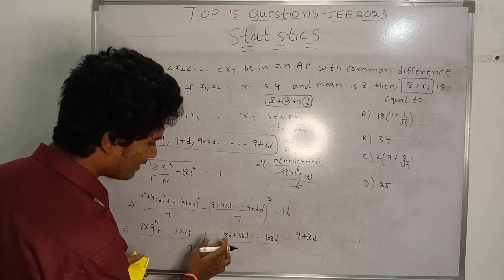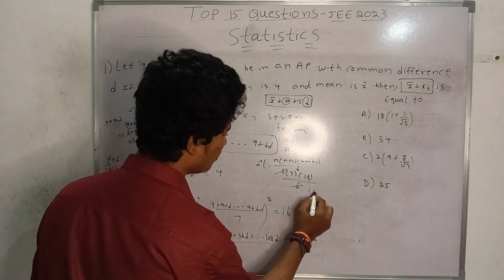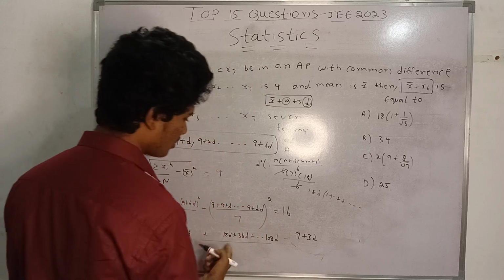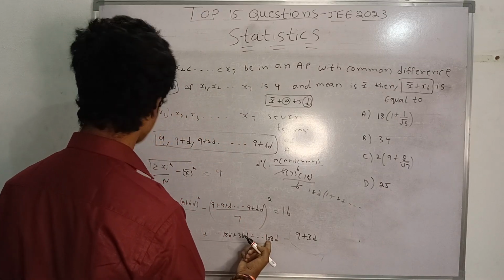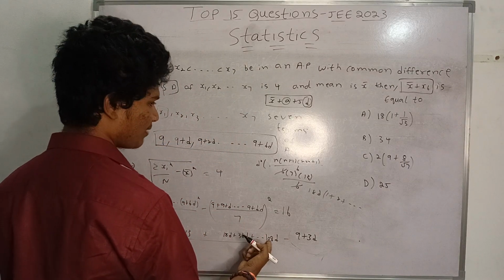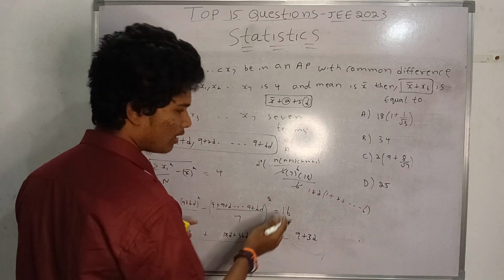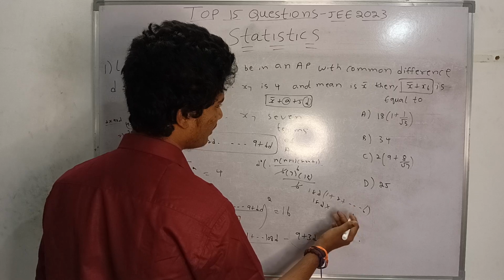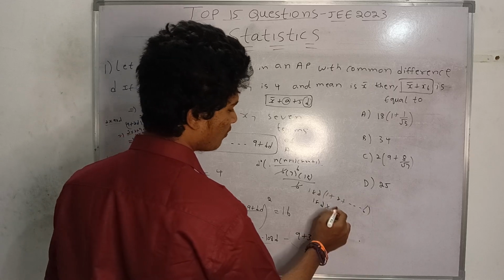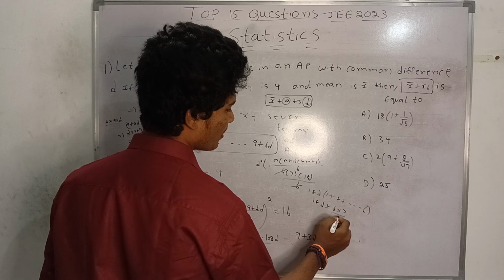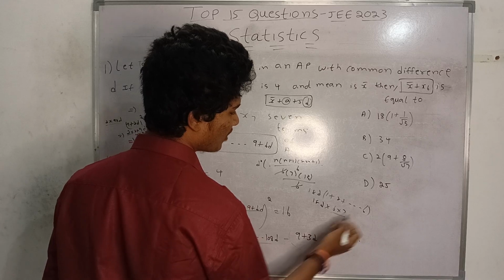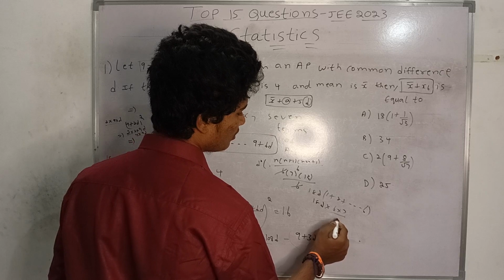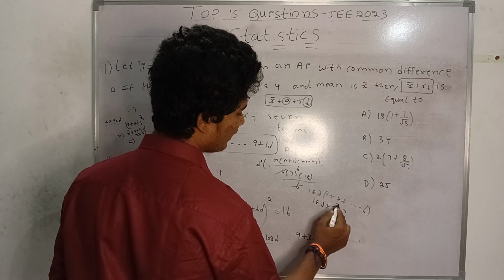And here I can take 18D as common. When I take 18D as common, I will get 1 plus 2 plus up to... how much is 108? 108 is 6 times. So like this, 18 into D into this, as I already told you, the sum of natural numbers formula is n into n plus 1 divided by 2, where the number of terms is 6, that is 1, 2, 3, 4, 5, 6. That is 3.